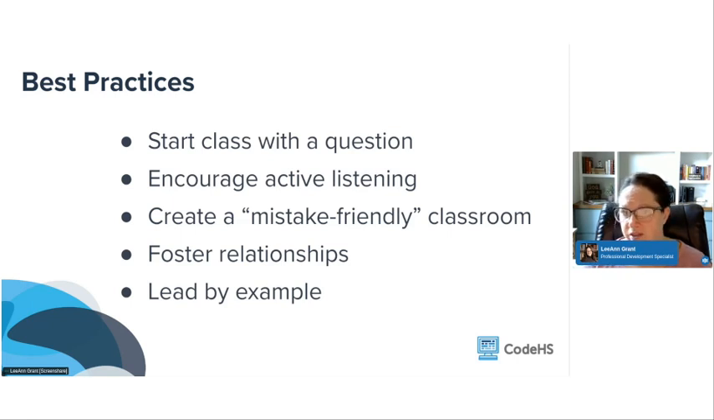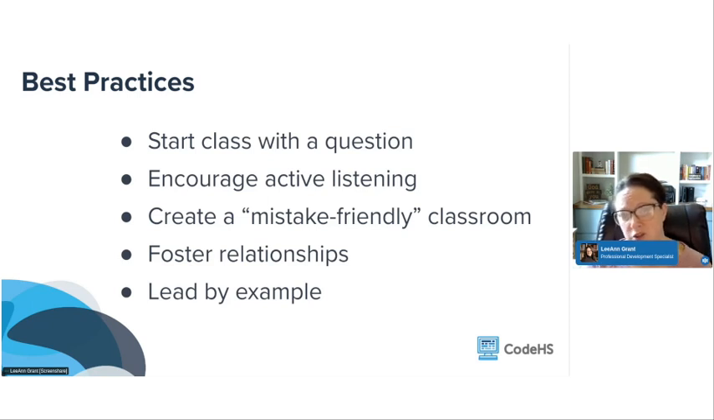Create a safe space. Encourage an open and respectful atmosphere where the students feel comfortable sharing their ideas, where there's no wrong answers. And with that, we create a mistake-friendly classroom. Students are open to make mistakes, and they realize that mistakes are not a bad thing. Mistakes are how we learn from things. So encourage students to understand that part.